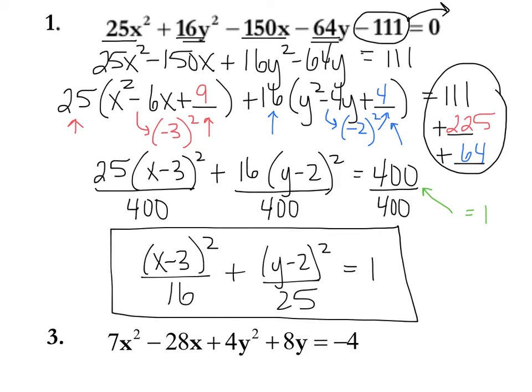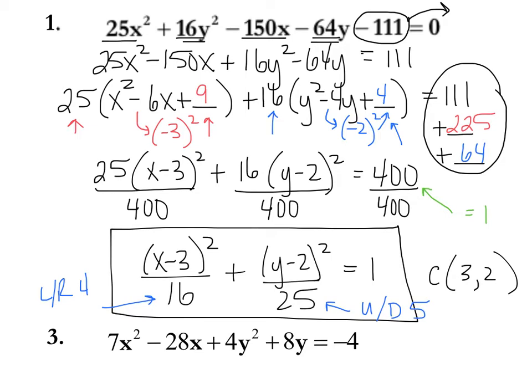So remember that the center is going to be at (3, 2). And then remember from yesterday, I'm going to go left and right 4, up and down 5. I'll actually do that real quick. I'll just say left and right 4. And this 25 means up and down 5. And that's going to form my ellipse.